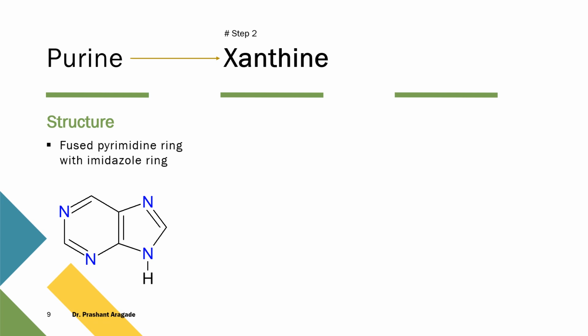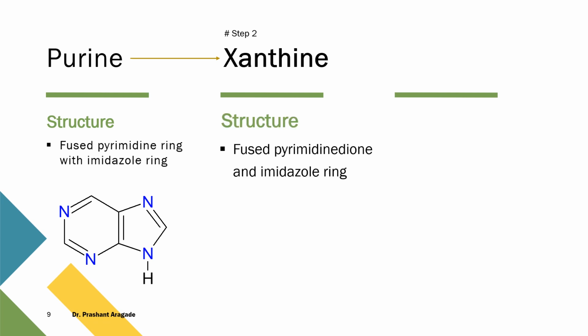Now let's see how to convert the structure of purine into xanthine. If you remember, xanthine contains a pyrimidine dione and an imidazole ring. So it is the fusion of pyrimidine dione and imidazole. Imidazole is common in purine and xanthine. So what is different? In purine it is pyrimidine and in xanthine it is pyrimidine dione. Di means 2, one means double bond O, so the pyrimidine ring has 2 double bond O.